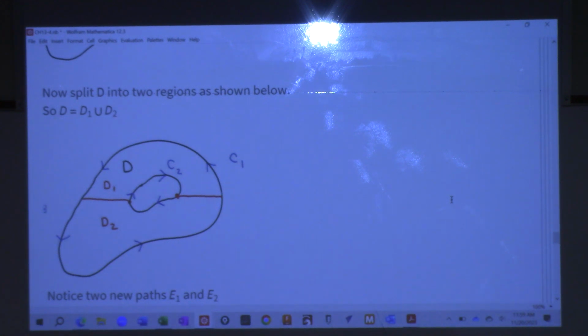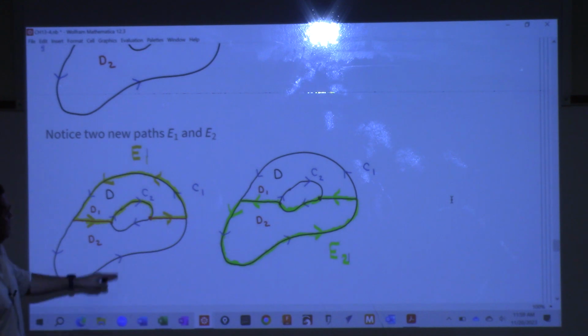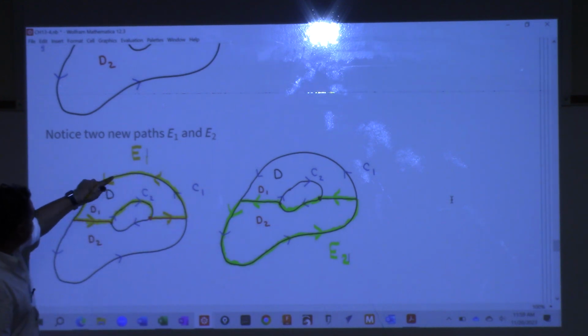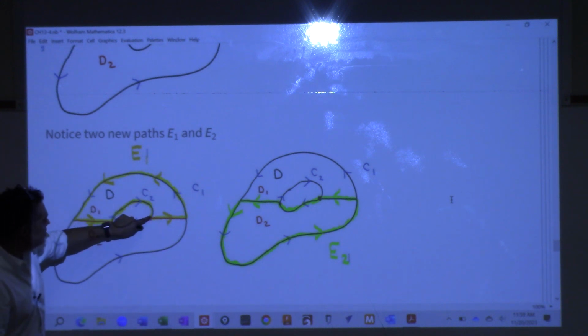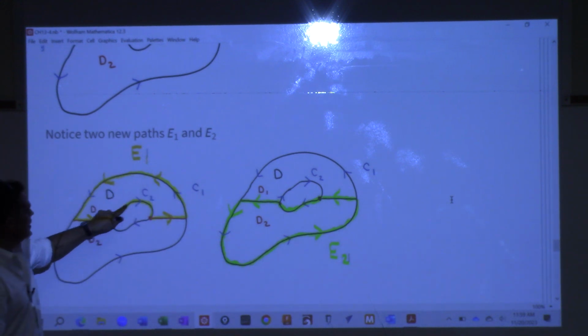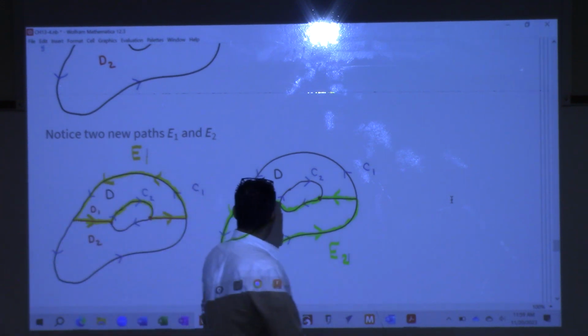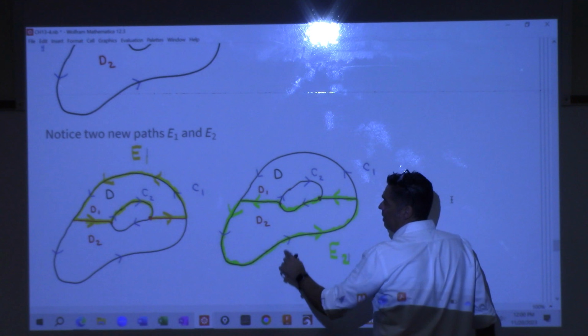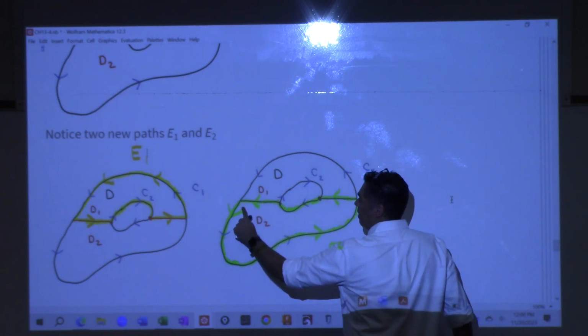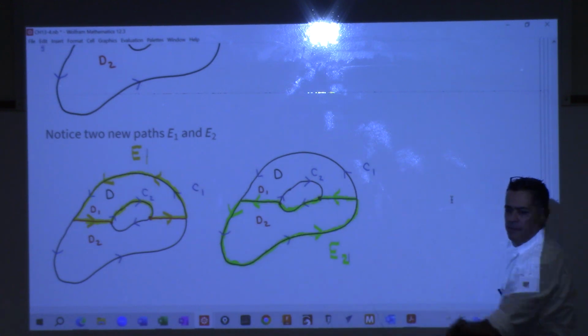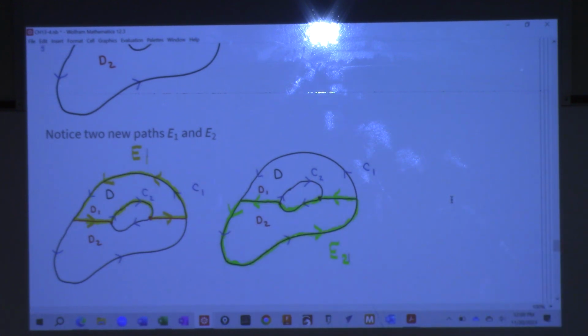Now I'm going to create 2 new paths. The first path, E1, is the one in yellow here. It's going to go counterclockwise, and it's going to go around D1. Do you see it like that? And then I'm going to create another path, E2. Sorry, it's hard to read this. E2 is also going counterclockwise, but it's going to go around D2, just D2, right? See those together? So we have E1 and E2.